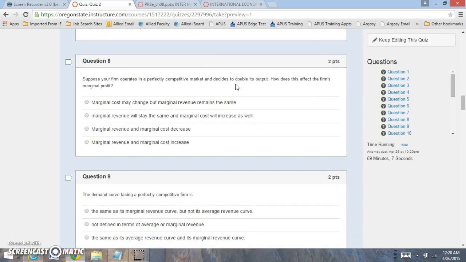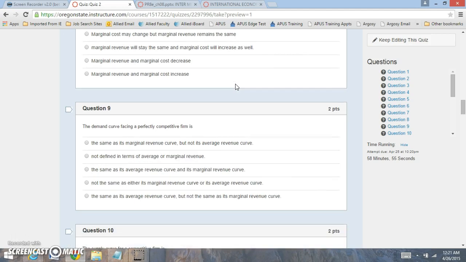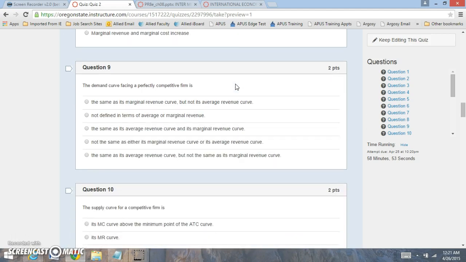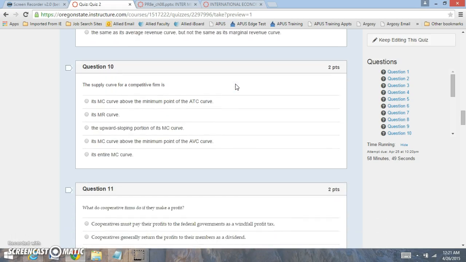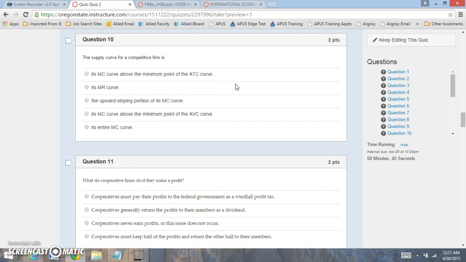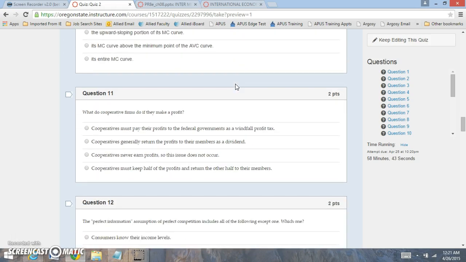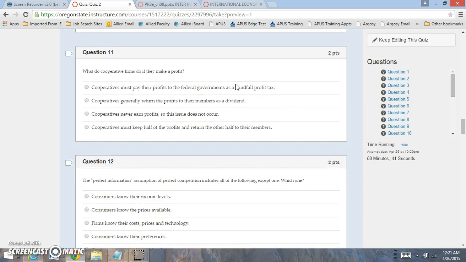If you're in a perfectly competitive firm and you double its output, what happens to the profit? Make sure to realize that the price stays the same. Demand curve for a perfectly competitive firm, how is that illustrated? What is the supply curve for a perfectly competitive firm? Why do firms operate together to make a profit?